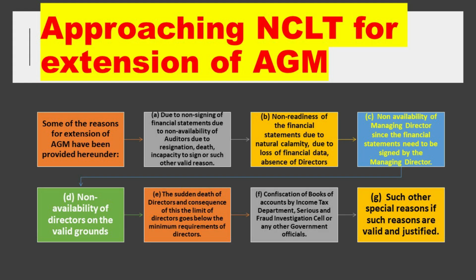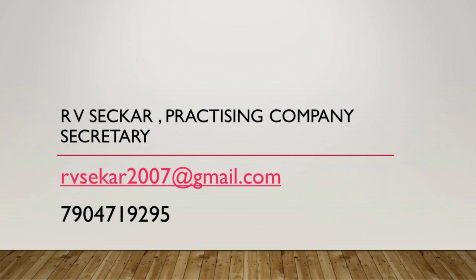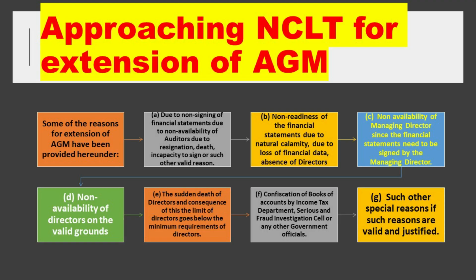Approaching NCLT for extension of AGM. Due to some reasons, the AGM cannot be held within the stipulated time. So the company may approach the NCLT, but first they have to approach the ROC for extension of the AGM. Some of the reasons for extension of the AGM are provided here. Due to non-signing of the financial statement, due to non-availability of the auditor, due to resignation, death, or incapacity to sign, or such other valid reason. The next reason is non-readiness of the financial statement due to natural calamity, due to loss of financial data, or absence of directors.